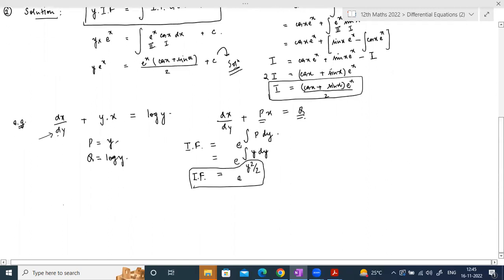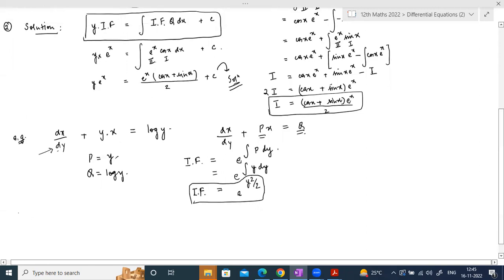First step is over. The solution will be now, just need to swap x and y. The solution will be x into integrating factor is equal to integral of integrating factor times q dy plus c. So let's apply this in this particular equation.